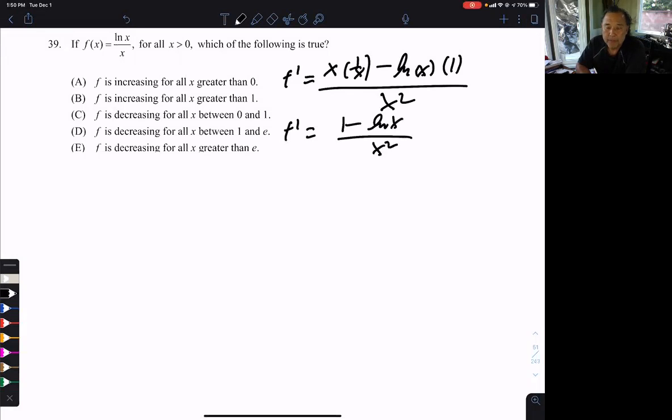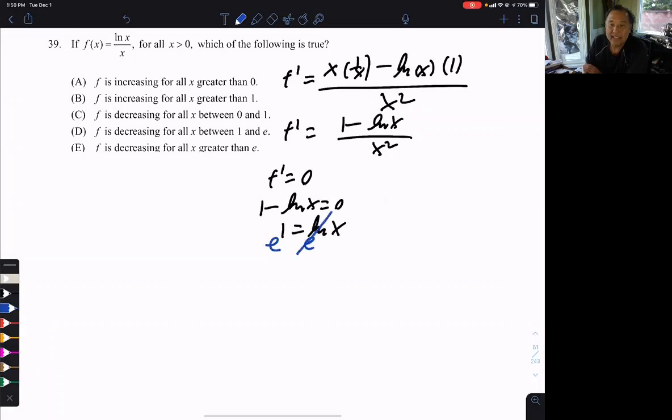There's my derivative. What are the critical points? Well, if the derivative is 0, I have a critical point. And when is a fraction equal to 0? When the numerator is 0. So 1 minus ln of x equals 0. Add ln of x to both sides. And then to get rid of ln, I e both sides. E and ln cancel, and x comes out to be e.